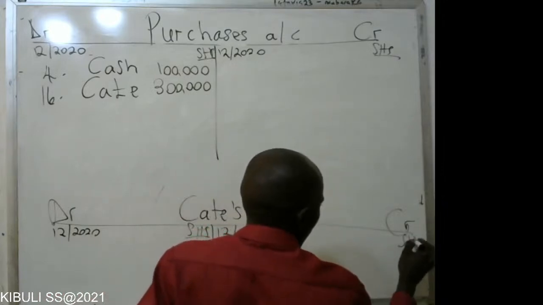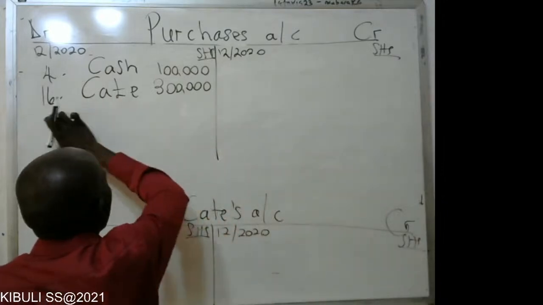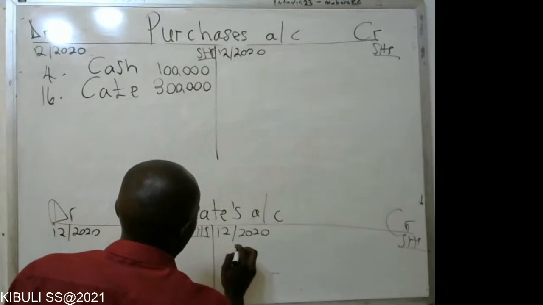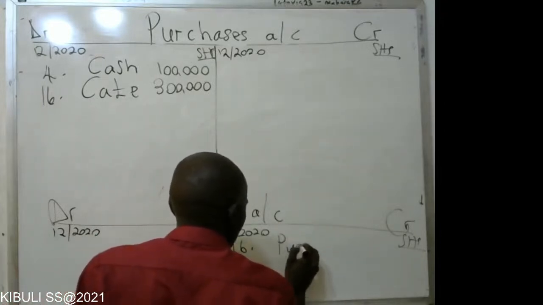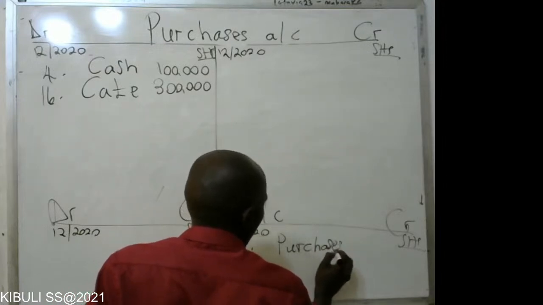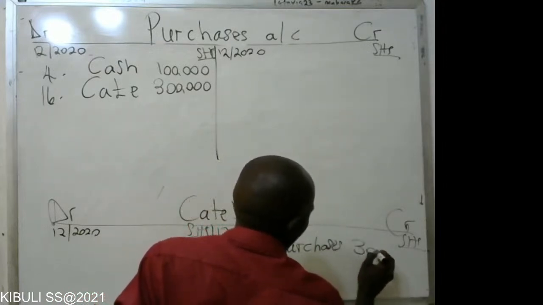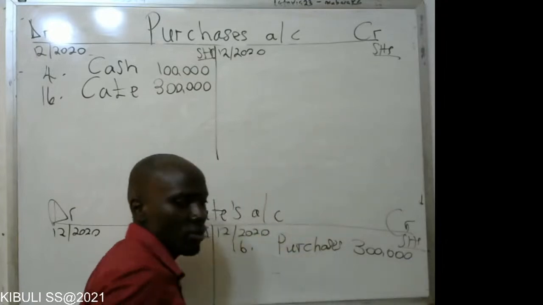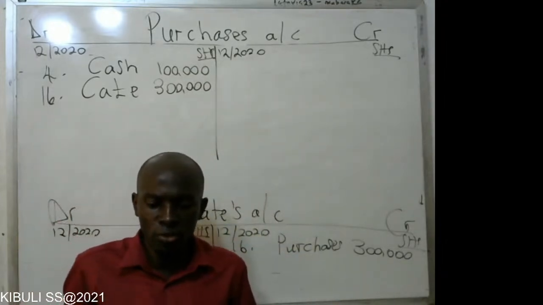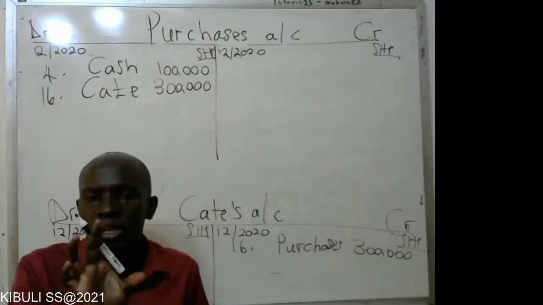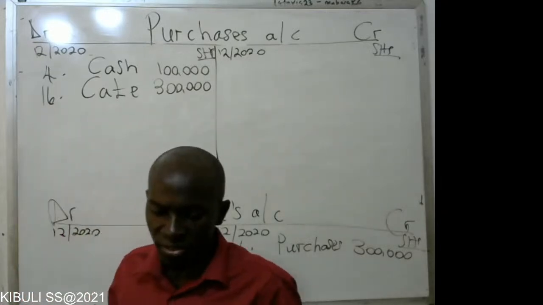2020. So here purchases received, implying that now Katie's account will be giving out to purchases. How much? 300,000 shillings. So for such a transaction you have to complete its double entry within the ledgers.